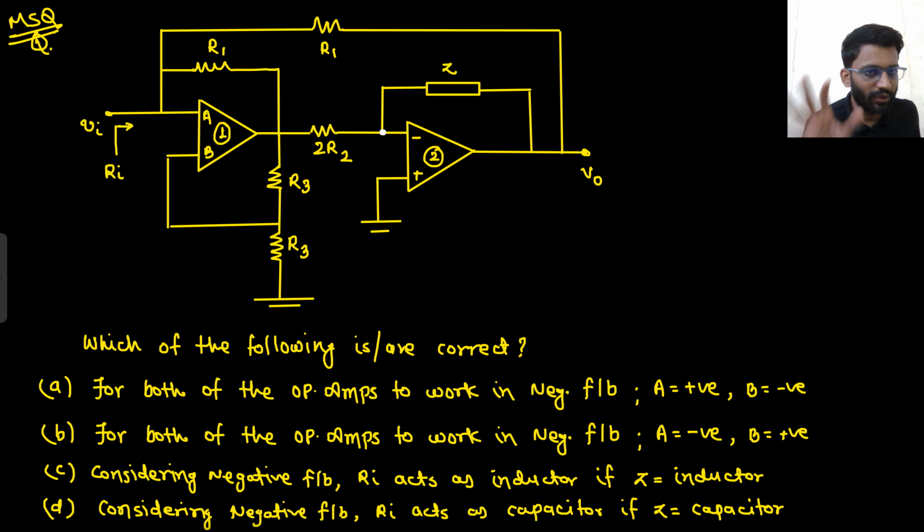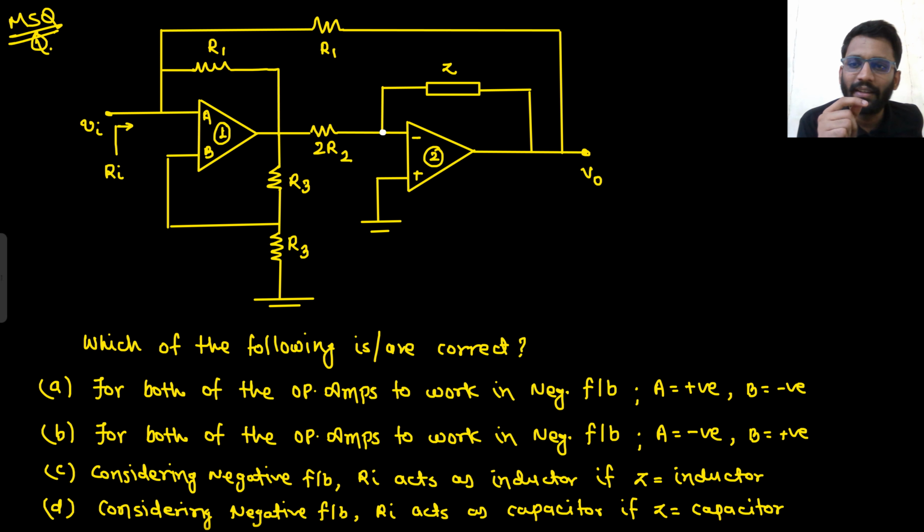You can pause the video. You can solve this problem now. So first thing you need to find, this is the MSQ question. So multiple options are correct. In these four options, there can be multiple options which are correct, or there can be one option as well which is correct. It's not necessary that there will be multiple options. There can be one option as well.